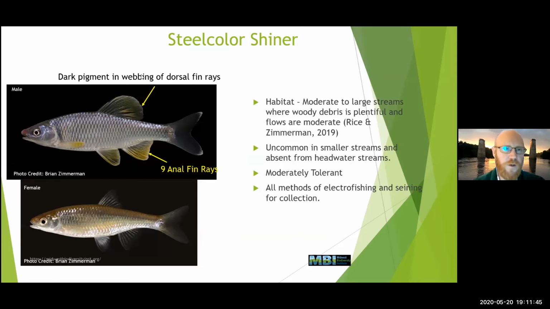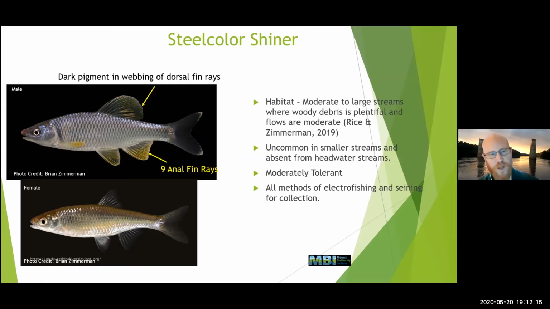So here is the steelcolor. The bottom picture is a female. They don't get the sail type dorsal fin that the male gets on top. So that's a good picture of the exaggeration that occurs for the steelcolor. They also have 9 anal rays. Now with the female, they don't color up like the male.